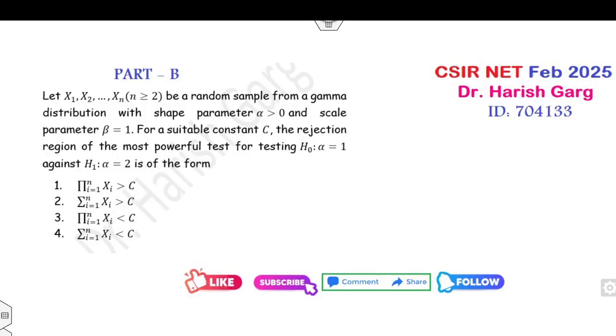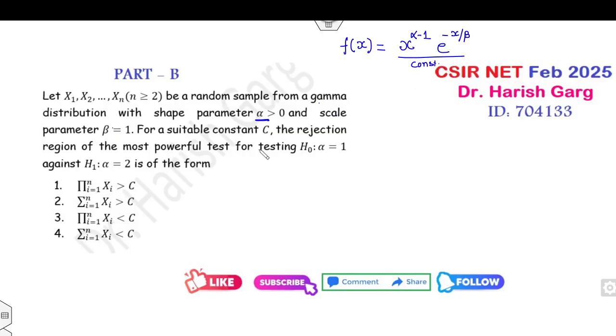Now, you have to read the statement very carefully. What is given to you is that it follows the gamma distribution. The gamma distribution has a PDF with shape parameter alpha, so it is x raised to the power alpha minus 1, and scale parameter beta, so it is e raised to minus x divided by beta, over some constants.